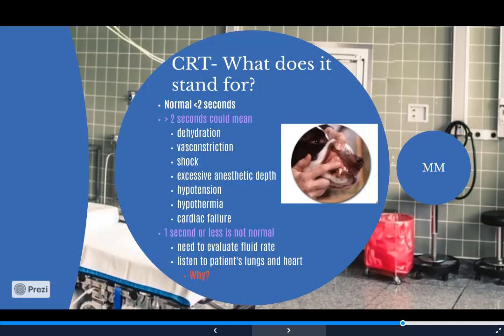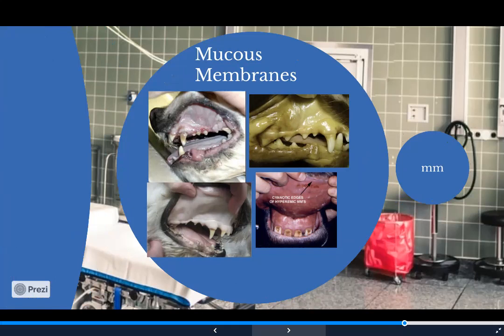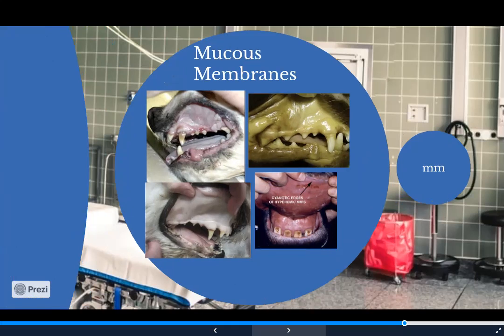One second or less is also not normal. So evaluating fluid rates over time, listening to your patient's lung and heart, that is really, really important. Why? What could be going on, right? If your CRT is less than 1 second, obviously they could be fluid overloaded or anything to that effect. Like overperfusion is also not normal.